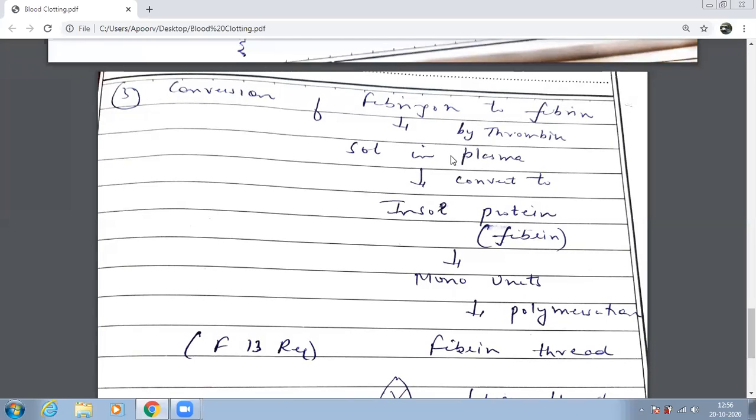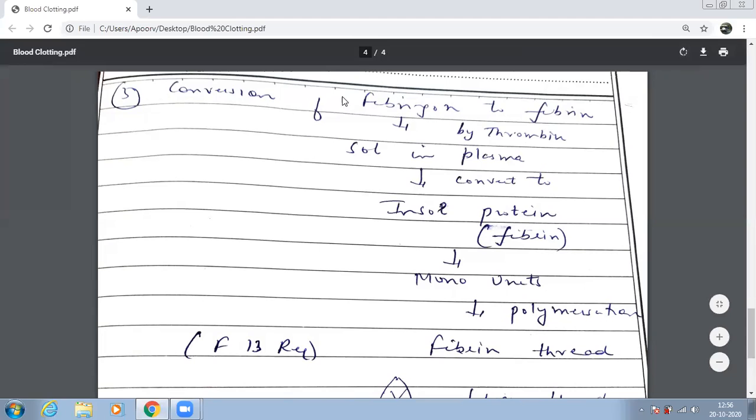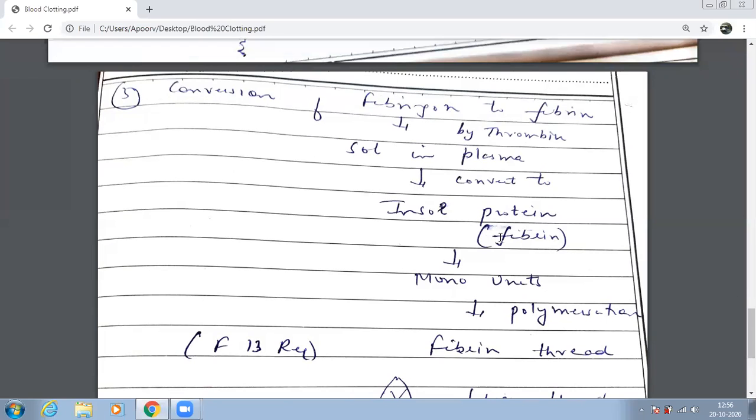We know that fibrinogen is soluble in plasma. When I started, I told you fibrinogen is soluble. So this is soluble in plasma. This will convert into an insoluble protein. And what was the name of that insoluble protein? Fibrin. First, monomer units will be formed.